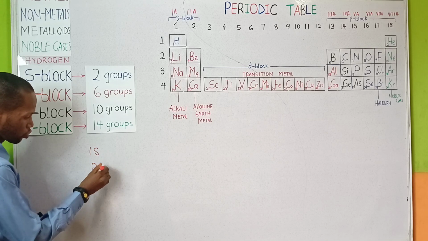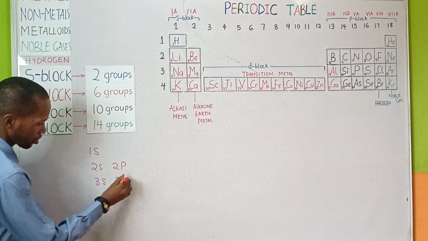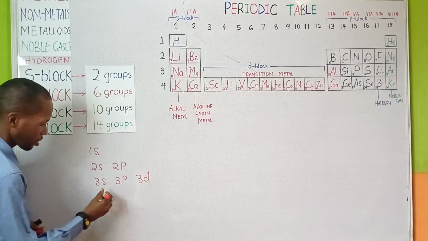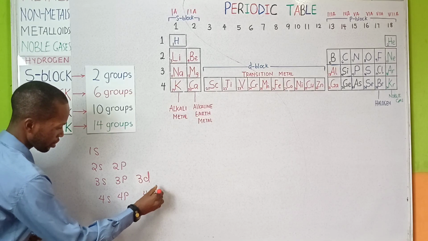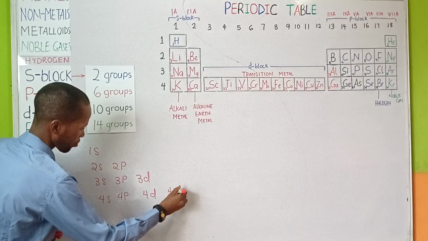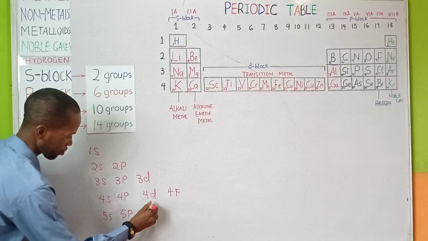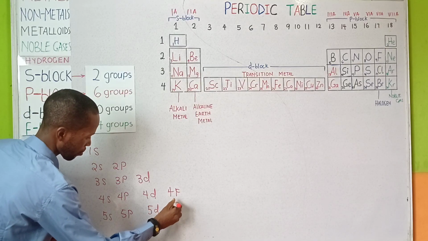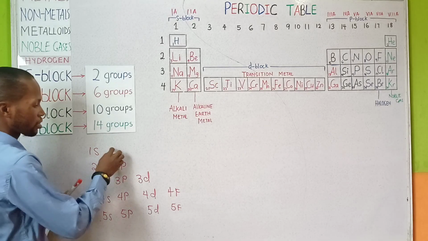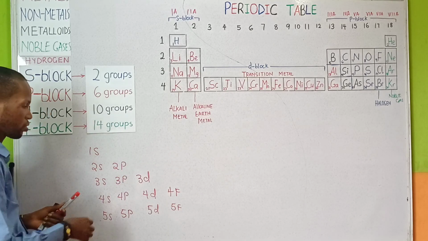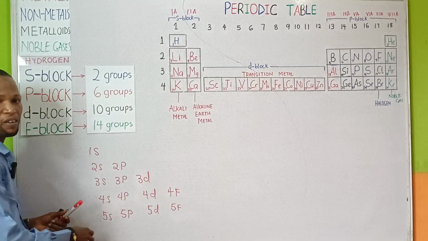So we have 1s, 2s, 2p, 3s, 3p, 3d, 4s, 4p, 4d, 4f, 5s, 5p, 5d, 5f, and so on. We consider this as the first energy level, this is the second energy level, the third energy level, the fourth energy level, and so on.